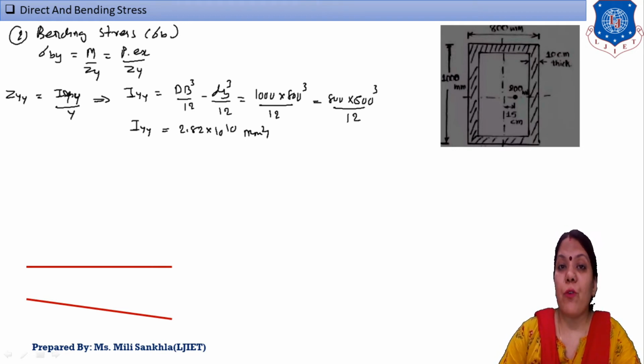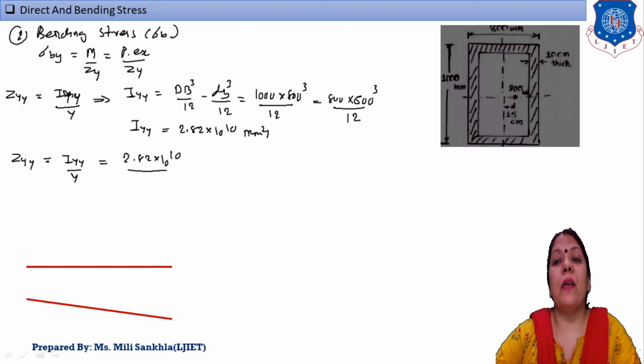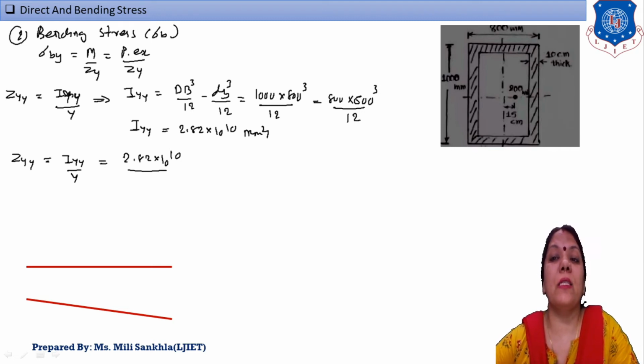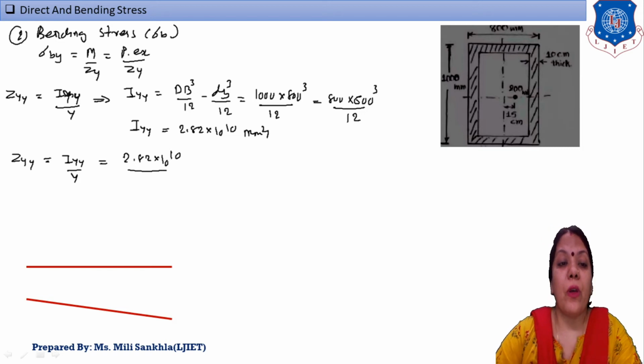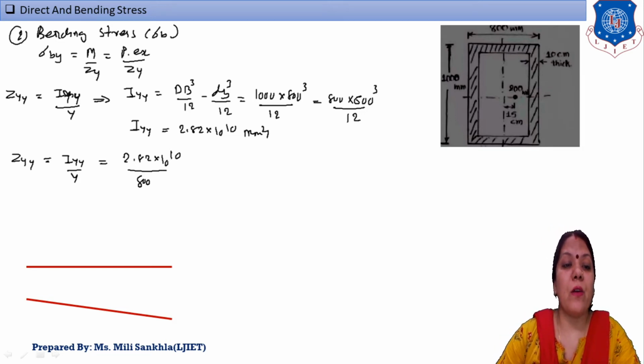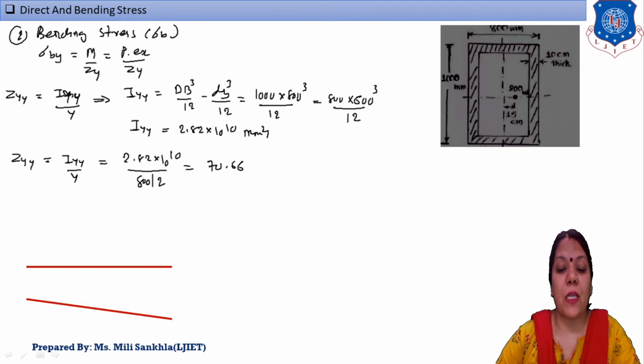Now we find out section modulus about the y-axis. Zyy is equal to Iyy by y. Iyy is equal to 2.82 into 10 raised to 10, and y, since we find it about the y-axis, is equal to capital B by 2, that means 800 by 2. And the answer of this Zyy is equal to 70.66 into 10 raised to 6, unit mm cube.